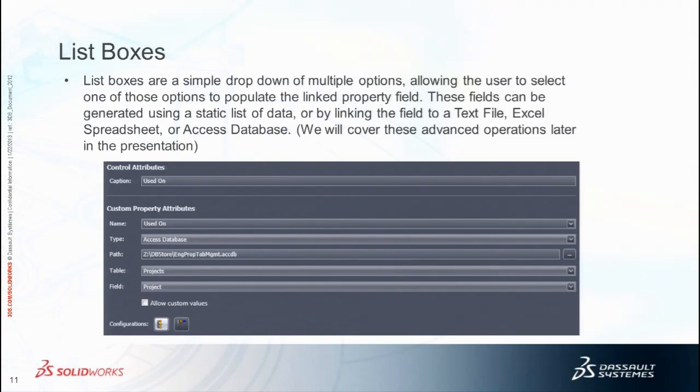Okay. The path comes down if you use an externally populated source like an Access database or an Excel file. It's going to ask you for a path, and once you define the path, it'll ask you for tables or sheets, and it'll allow you to define that here. And again, you can define whether it's custom or configuration based, and you can tell it to allow custom values.